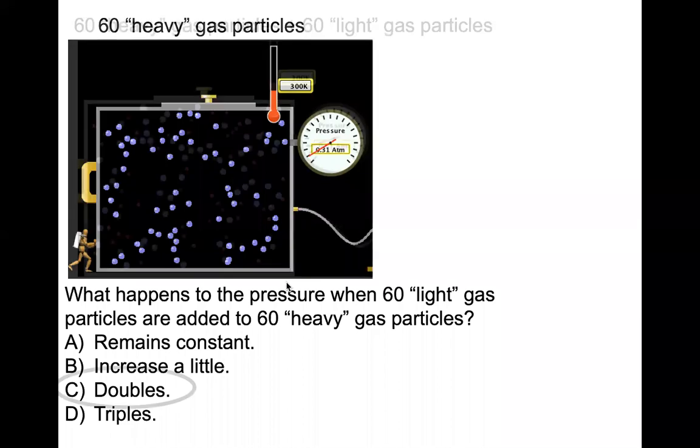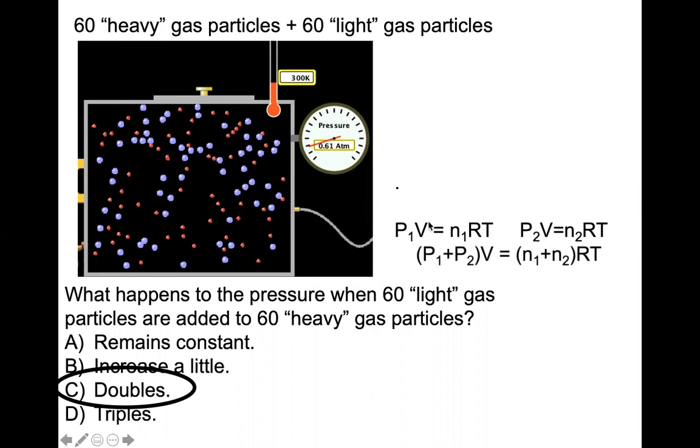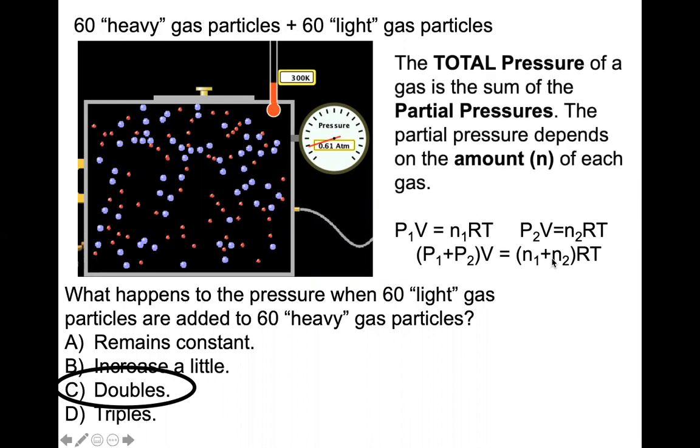I like that thinking. I think if I double this, it will double, because we just said we can treat them independently. We could think about the pressure for the lighter particles and the pressure for the heavier particles. Notice in these equations, there is nothing about the mass. The total pressure is the sum of all the partial pressures, and it only depends on the number of particles, the N. It doesn't depend on their mass.